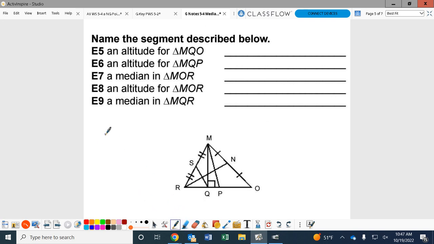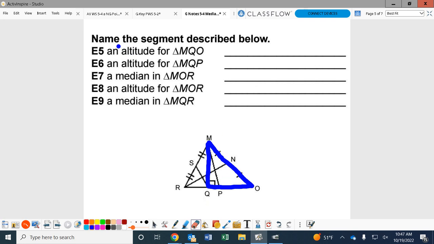I suggest you sketch them off to the side if you need to, but I would just watch up here for now so you can see what we're doing. So the first one I'm going to trace in this blue right here. Here we go. The triangle we're talking about is MQO. This is the triangle. We're looking for an altitude. I need an altitude for this, so it's got to be a right angle.